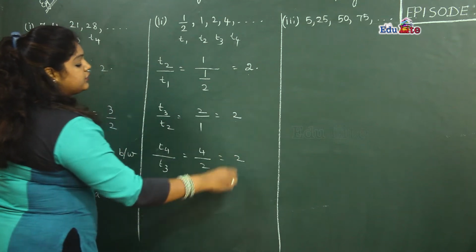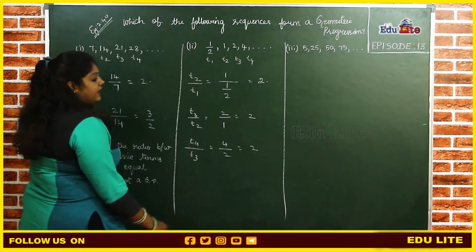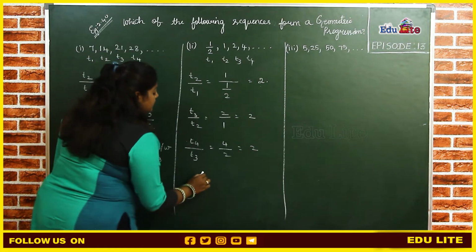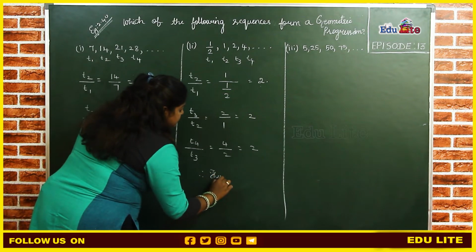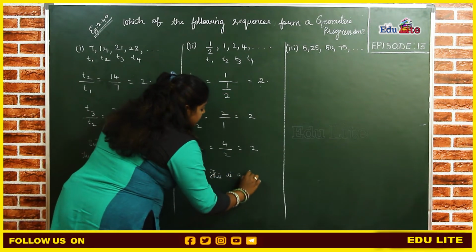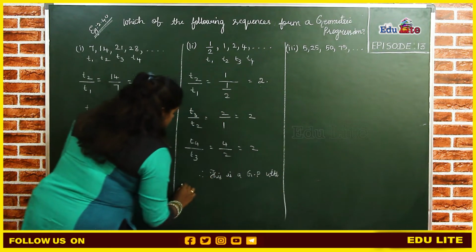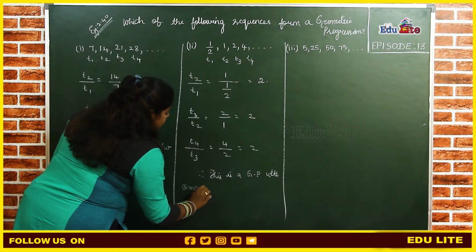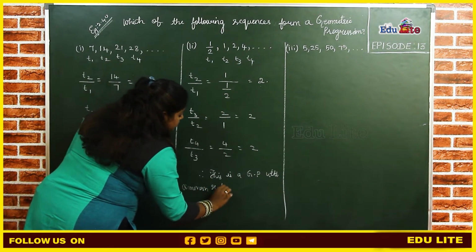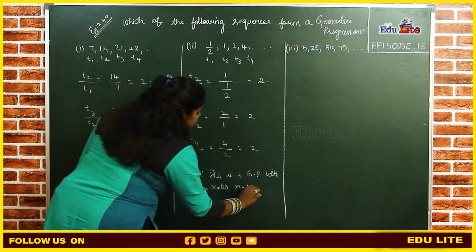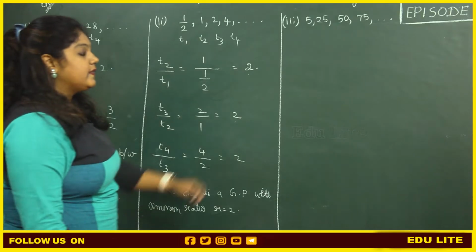The common ratio is equal. That is, R value is the same, which is 2. Therefore, this is a GP. The sequence is a GP, geometric progression with the common ratio R equals 2. Next we will move on to the third subdivision.